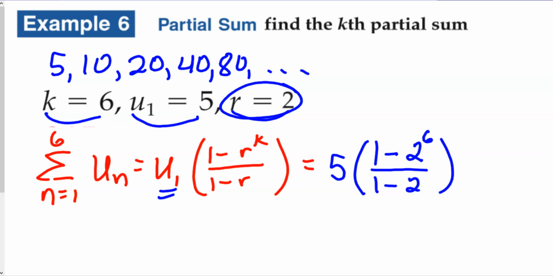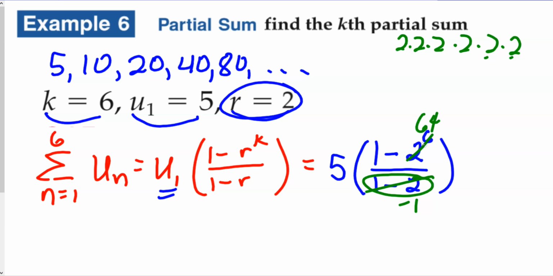Now you may or may not be able to do some of this work in your head, but the more work you do with paper and pencil, the easier it is to get the right answer if you have to use a calculator. So I'm going to try to do as much as I can without using a calculator, like 1 minus 2, that's negative 1. 2 to the 6th power is 2 times 2 is 4, times 2 is 8, times 2 is 16, times 2 is 32, times 2 is 64. So 1 minus 64 is negative 63, and 1 minus 2 was negative 1.